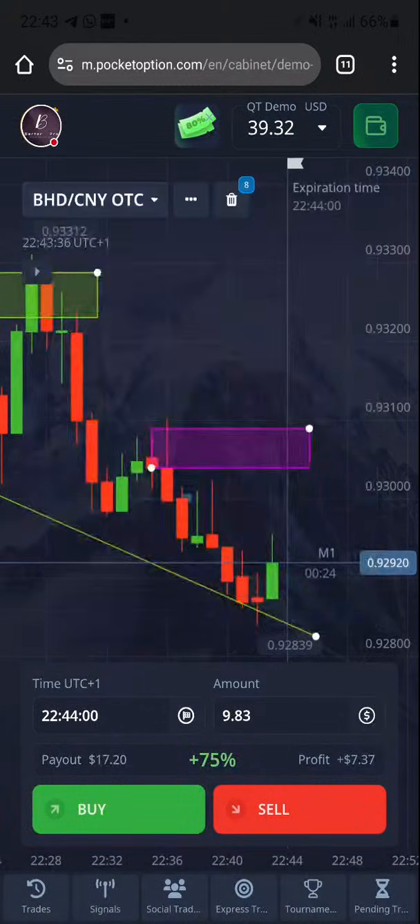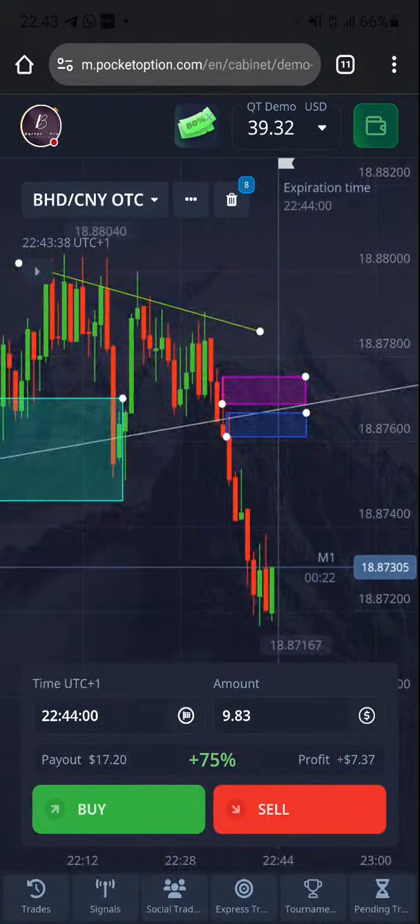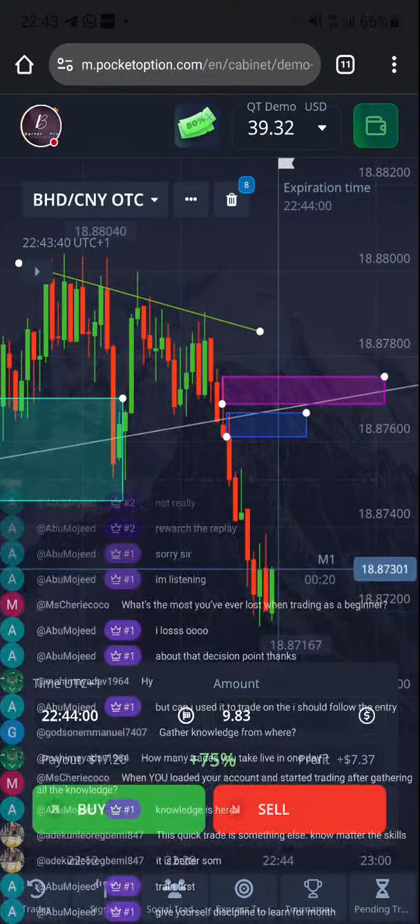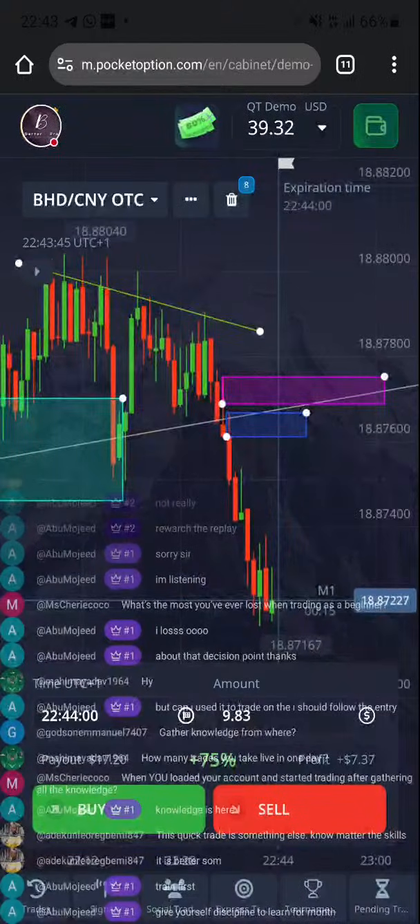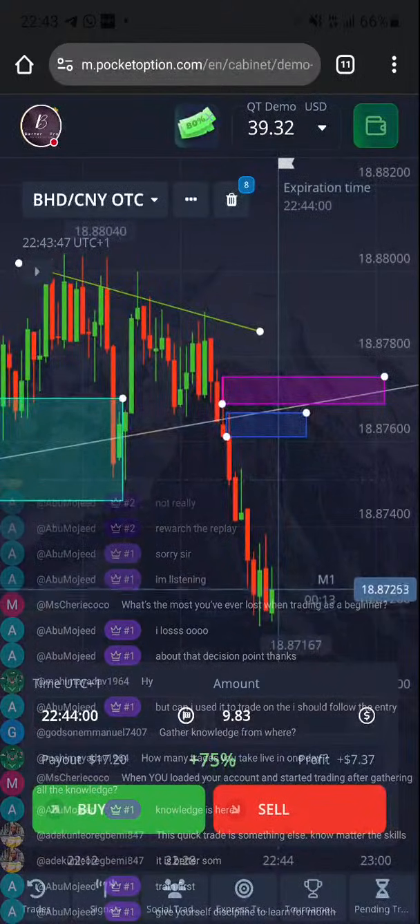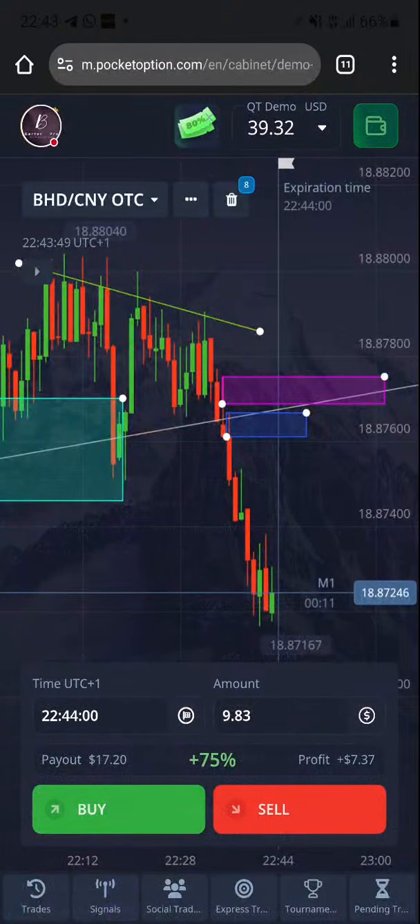Also, it is a given that it is supply and demand that moves the market. So if you look at a market, the first thing you need to do is to find where the supply and demand are. If you can find the supply and demand zones, you know where the buyers are, you know where the sellers are.